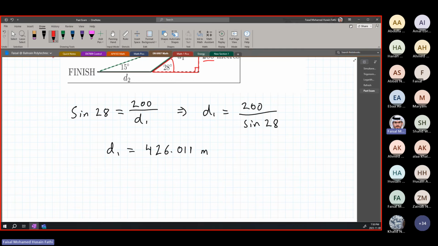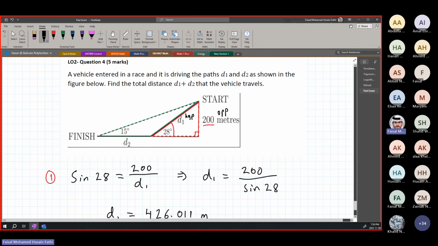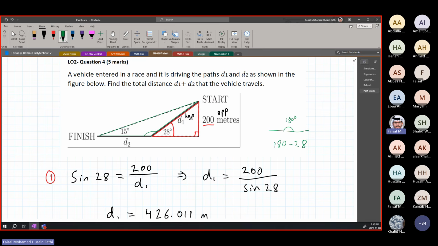So this was our first step, from the red triangle. Now, the second step, from the green triangle. We have D1, which is one side, and then we have D2, which we don't know, and we have 15. Now we need to find the remaining angles. How do we find them? We know the angle of a straight line is 180 degrees, and one side of it is 28, so 180 minus 28 is 152. So this angle is 152 degrees.